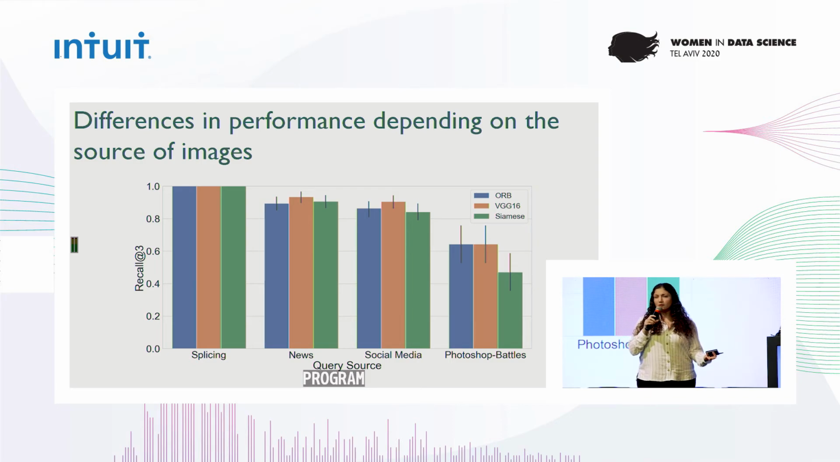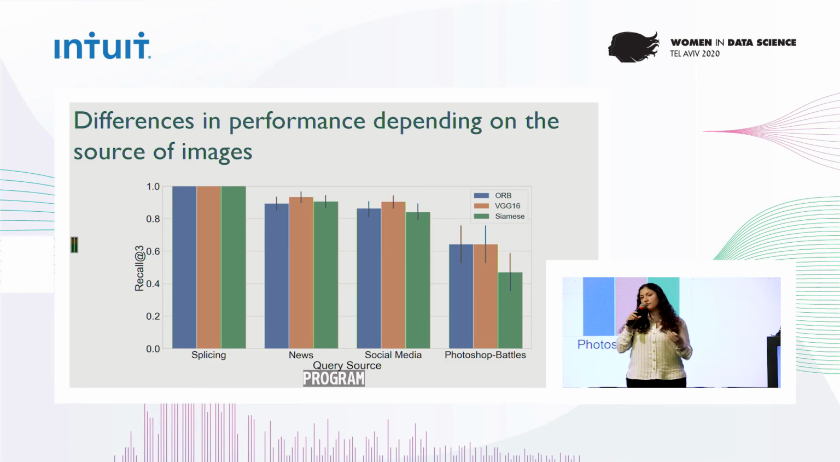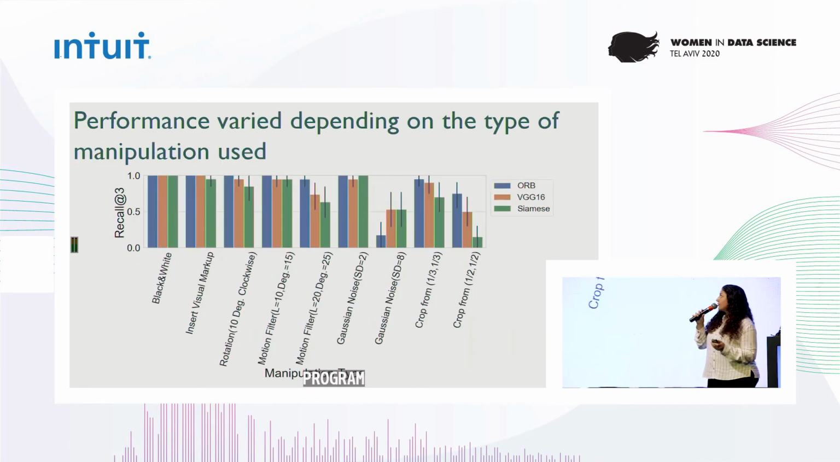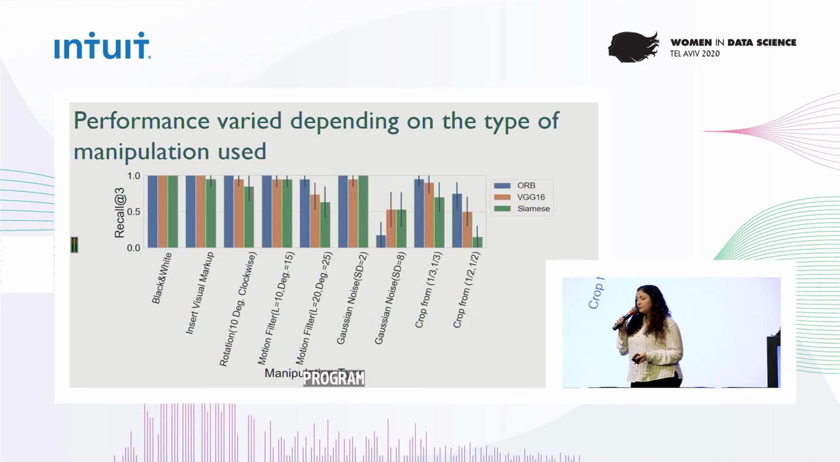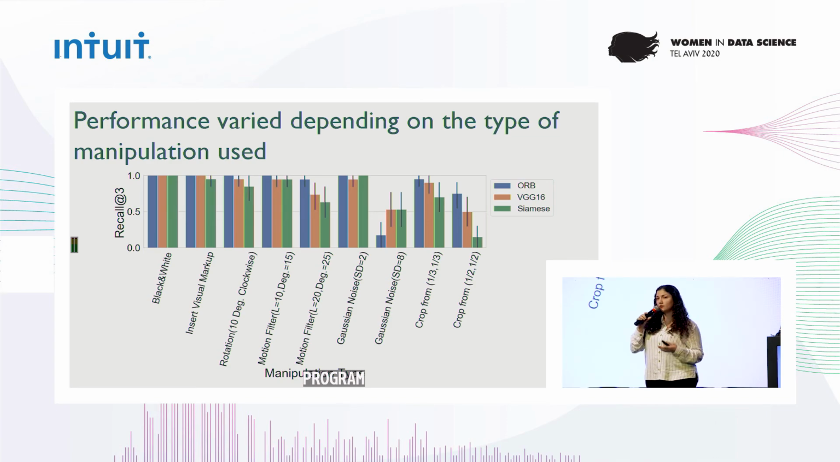This makes sense because the Photoshop battles is the most challenging, because the manipulations in this dataset were done by humans without any constraints. But we're not sure if this is exactly the type of manipulation that appears in the context of visual misinformation. Third result, the performance varied depending on the type of manipulation used. For example, changing the colors or adding visual markups almost didn't affect the recall, but doing extreme cropping or adding extreme Gaussian noise resulted in lower recall values.